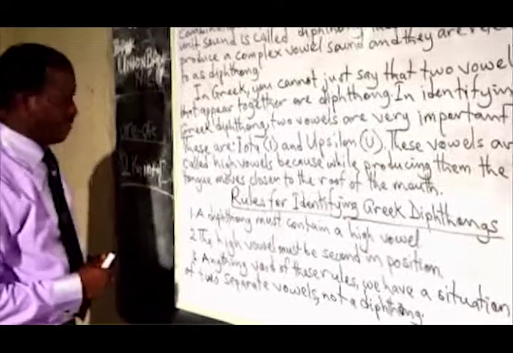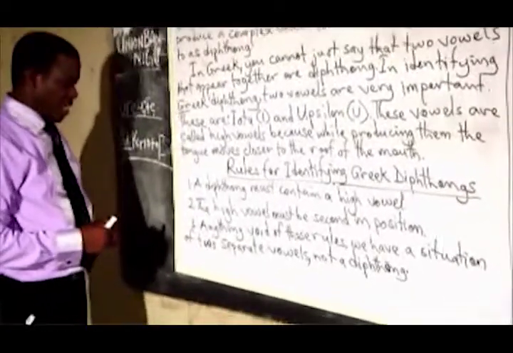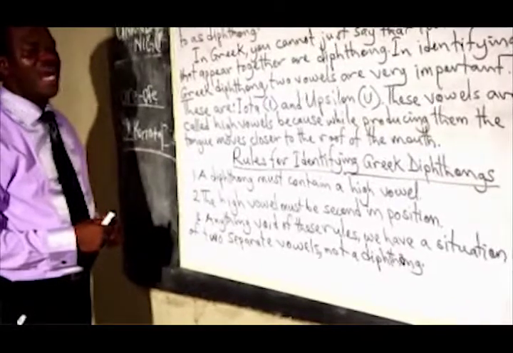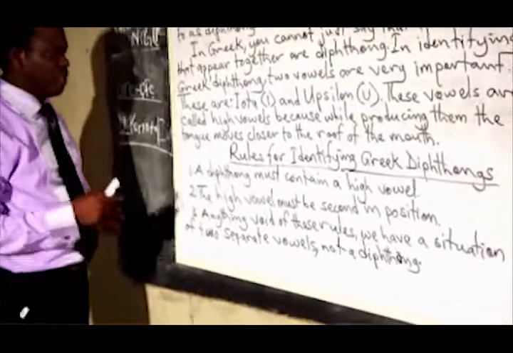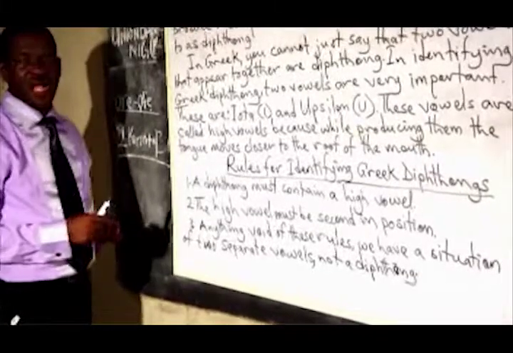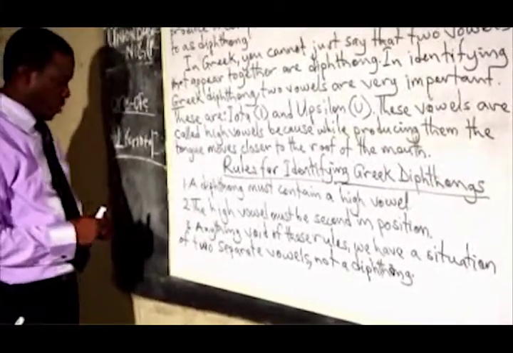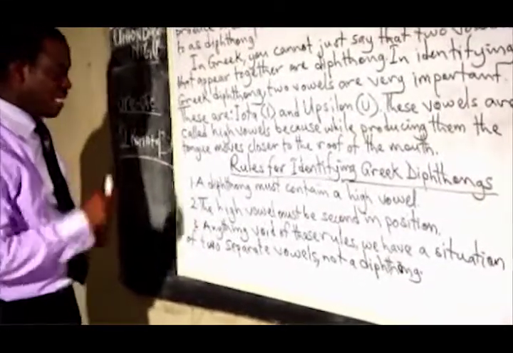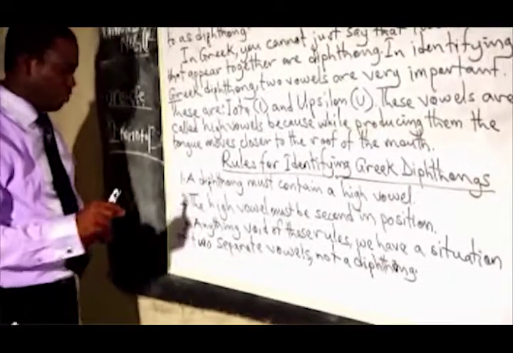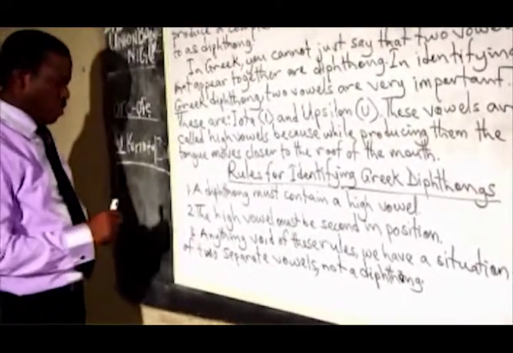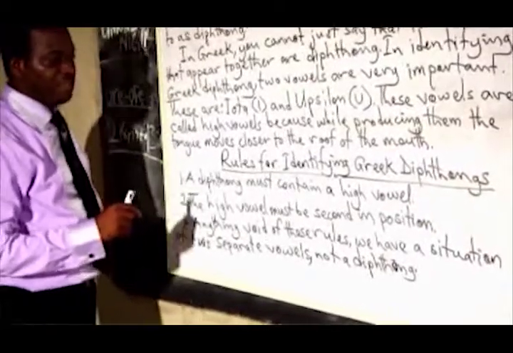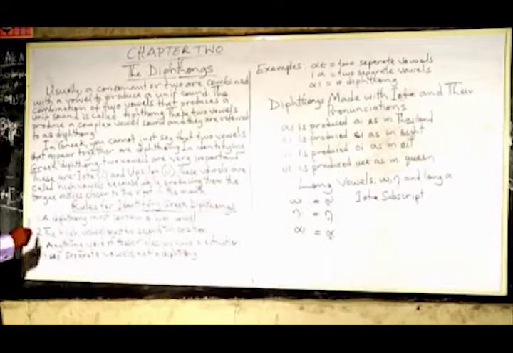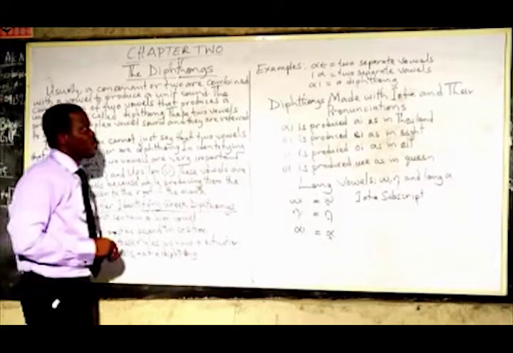Rules for identifying Greek diphthongs. 1. A diphthong must contain a high vowel. That is, a diphthong must contain either iota or upsilon. Number 2, the high vowel must be second in position. That high vowel, either iota or upsilon, must be second in position. Number 3, anything void of these rules will have a situation of 2 separate vowels, not a diphthong. Then let's look at some examples.